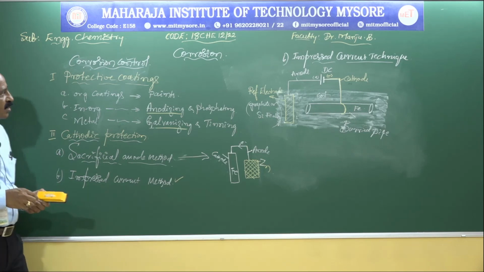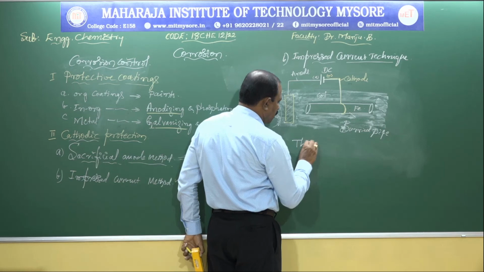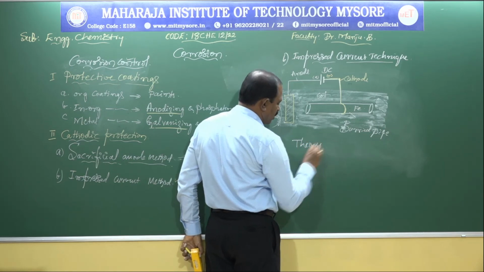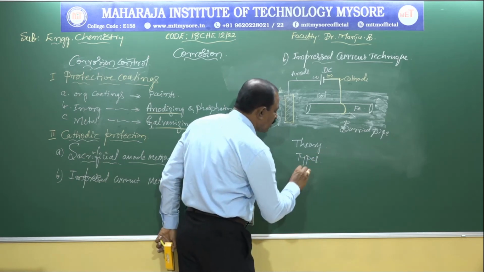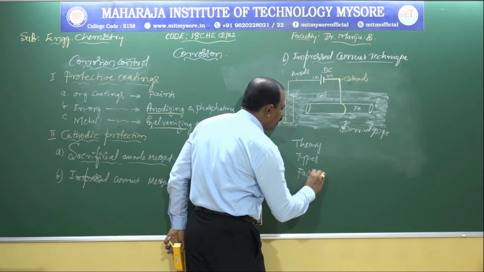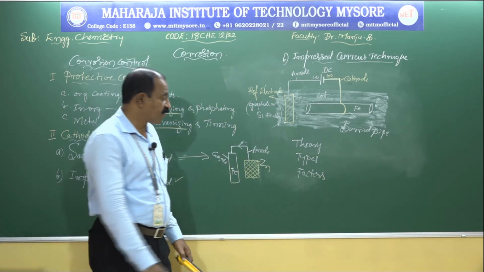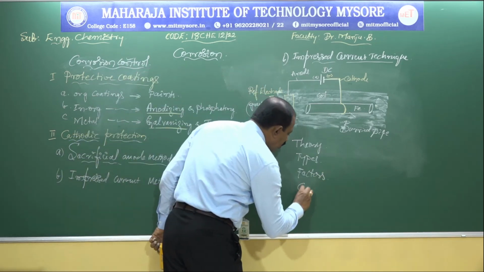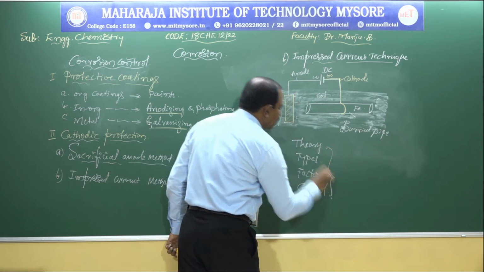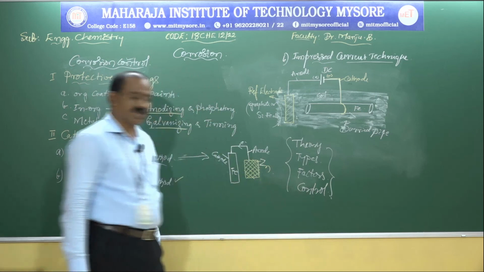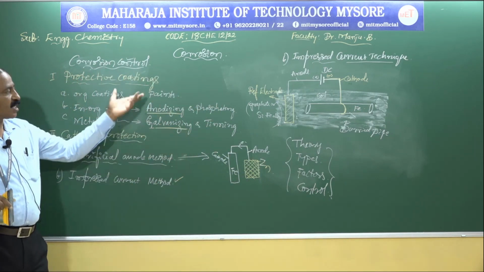Now in corrosion science, we have studied the theory of corrosion, types of corrosion, factors that influence the rate of corrosion, either increasing or decreasing it, and control of corrosion. Now these are the four subheadings coming under this chapter, corrosion science. I already studied theory, types, factors and control.